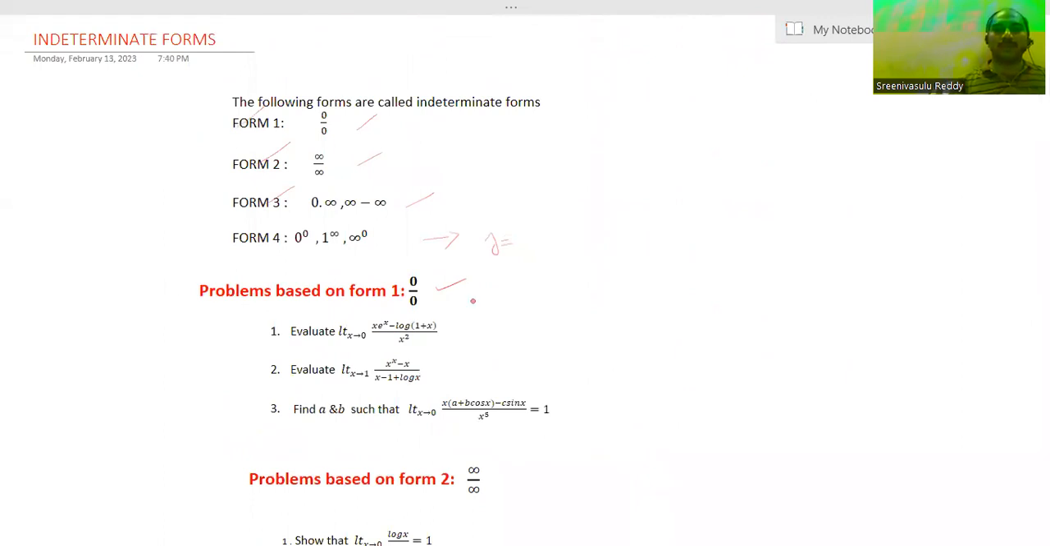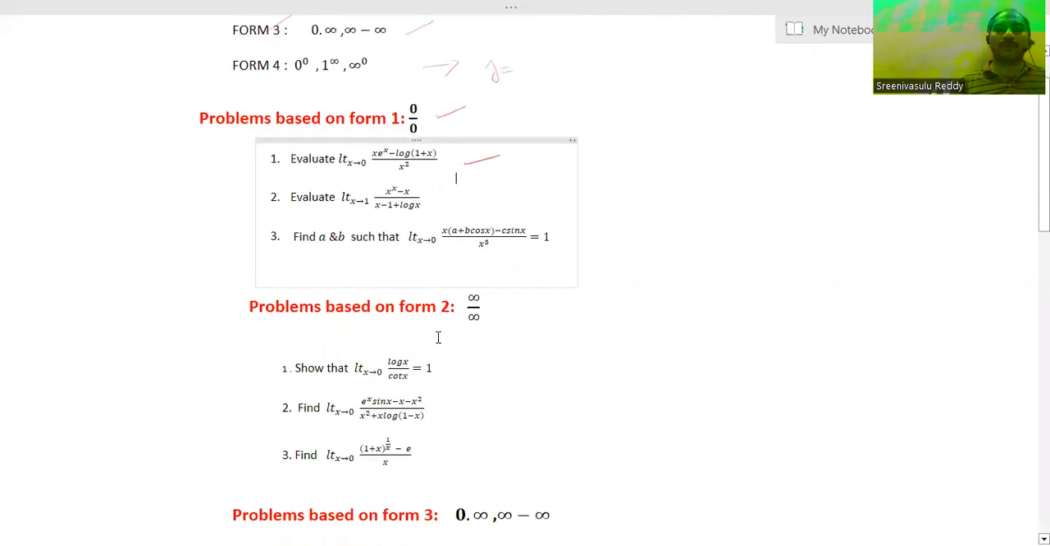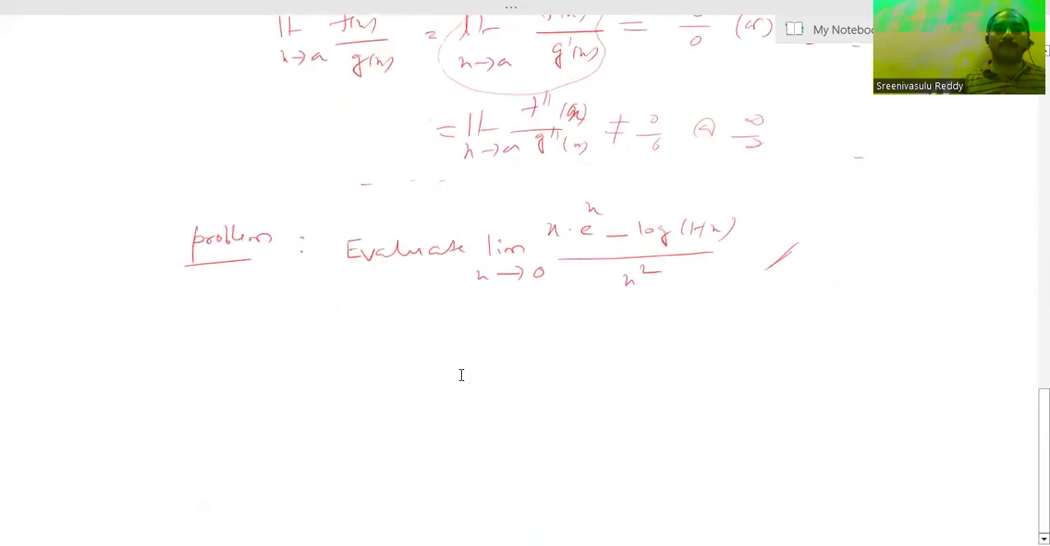This is the limit x tends to 0 of (x e^x minus log(1 plus x)) by x squared. Now we want to evaluate this limit. Limit is sometimes written as LT, or some people write LIM, x tends to 0. Both are the same. I typed LT, but here I enter LIM. Don't bother about it.